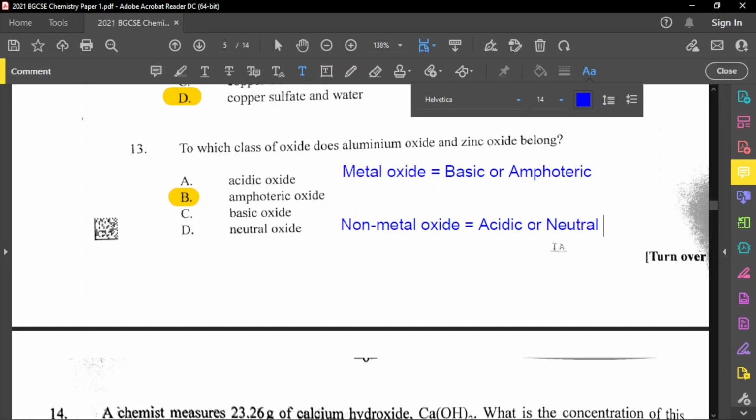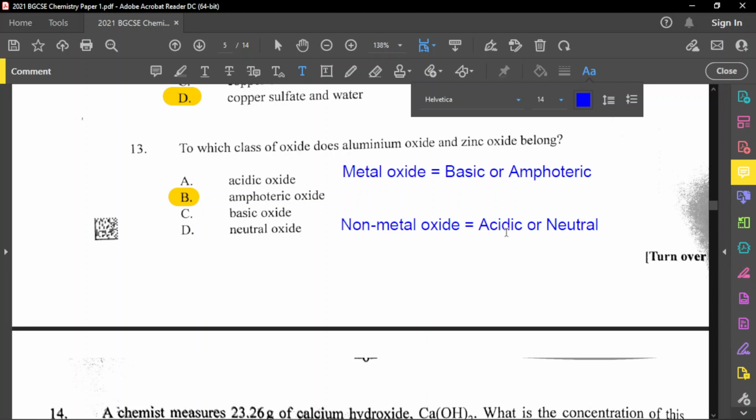Now for non-metal oxides, is it acidic or neutral? Acidic oxides react with water to form acids. If you think about acid rain from a biology lesson, to form acid rain you have things like carbon dioxide, which is a non-metallic oxide. You may have sulfur dioxide, sulfur trioxide, nitrogen dioxide, the nitrogen oxides. They will form acid rain, and so they are acidic oxides.